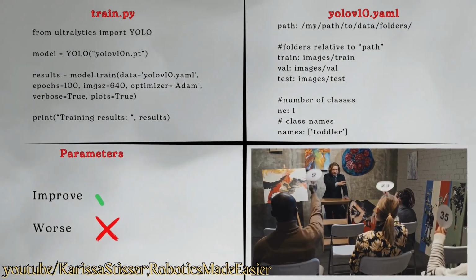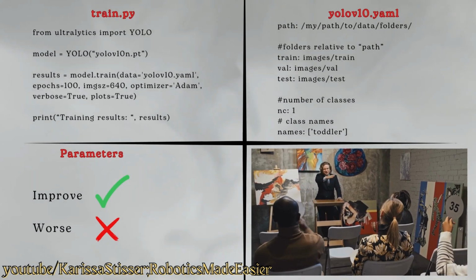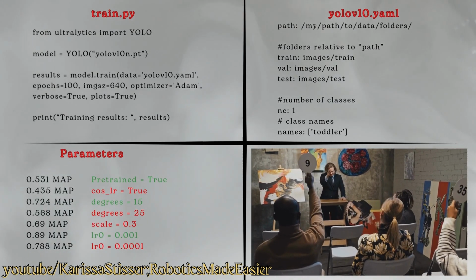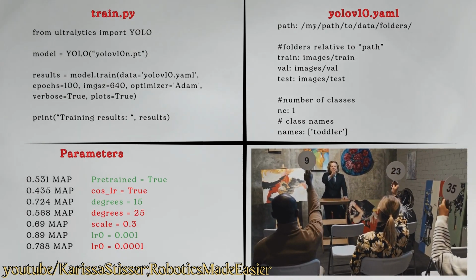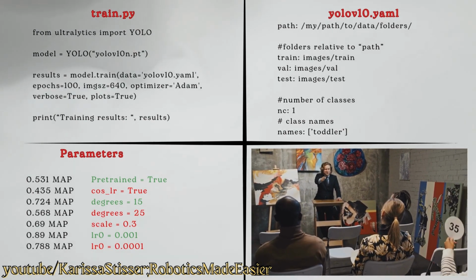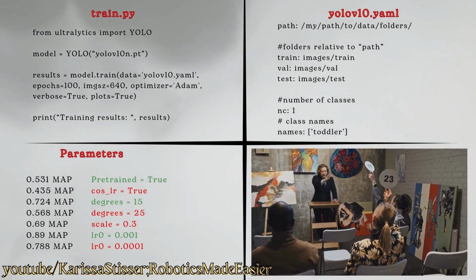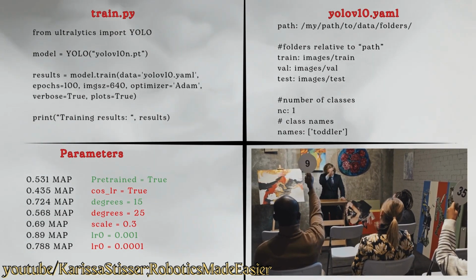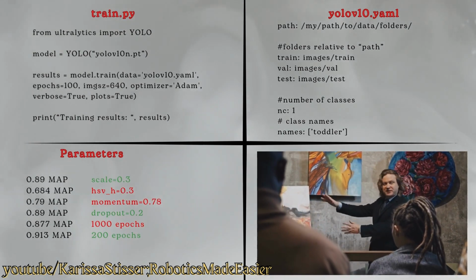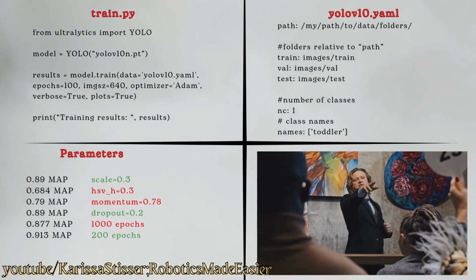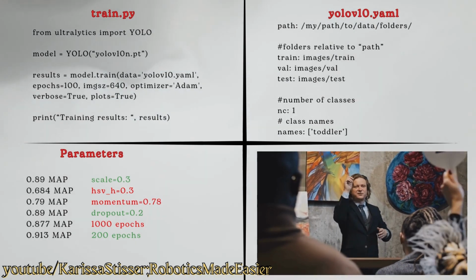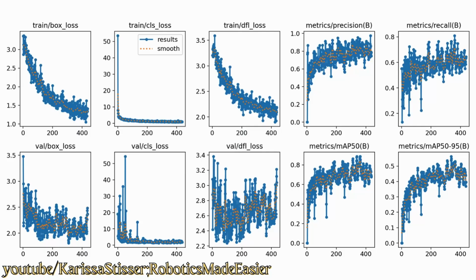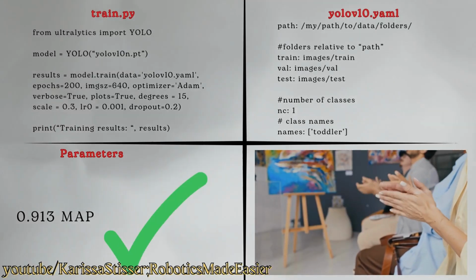We keep the parameters that improve and get rid of the parameters that do not. So setting pre-trained equals true made it better, cosine LR equals true made it worse, increasing degree augmentation to 15 made it better, increasing to 25 made it worse, tried scale augmentation at 0.3 and that made it worse, reducing the initial learning rate to 0.001 made it better, but reducing by a factor of 10 made it worse, trying to increase the scale augmentation to 0.3 made it better, trying to add a hue data augmentation made it worse, changing momentum made it worse, adding in a dropout element kept it the same but we kept that. Then I tried running at 1000 epochs, which made it worse, but I noticed it was petering out at 200 epochs, so that was our final winner at 0.913 mAP.